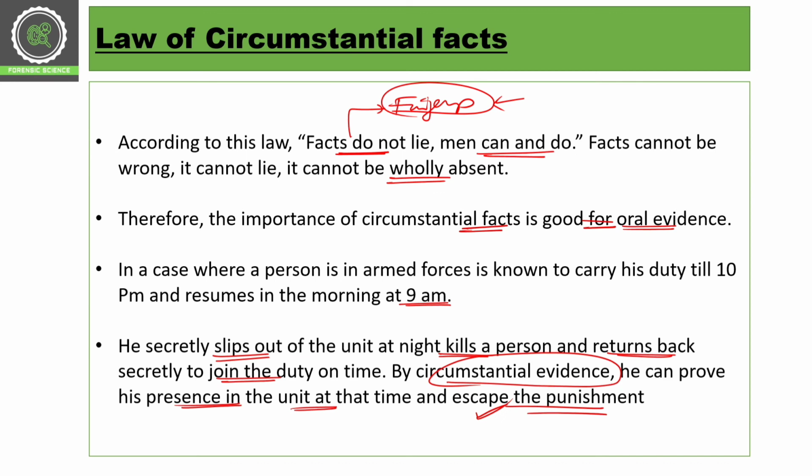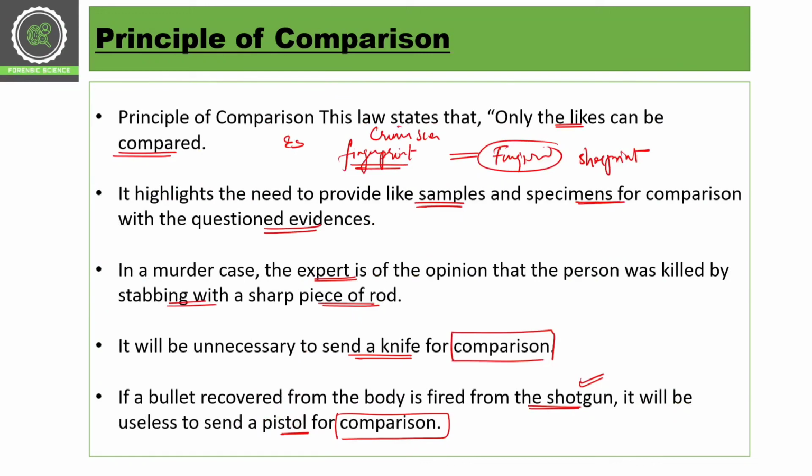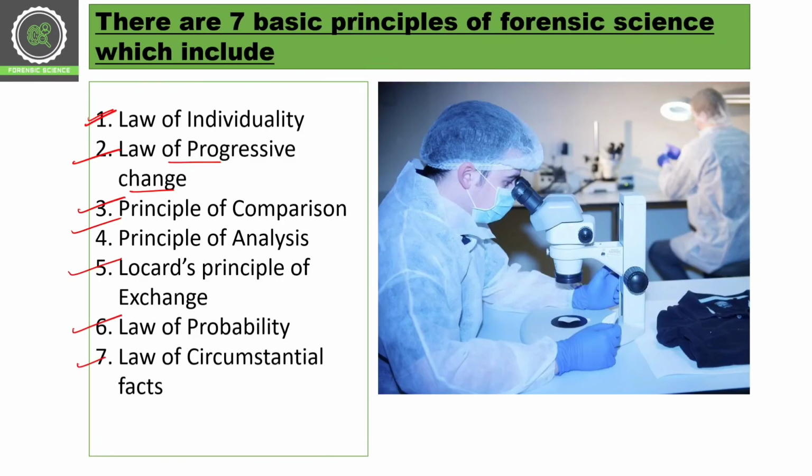This is the last principle of forensic science, the seventh one, the law of circumstantial facts. So these are the laws of forensic science: law of individuality, progressive change, comparison, analysis, exchange principle, law of probability, and law of circumstantial facts.